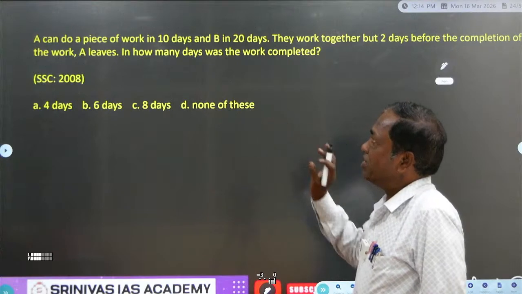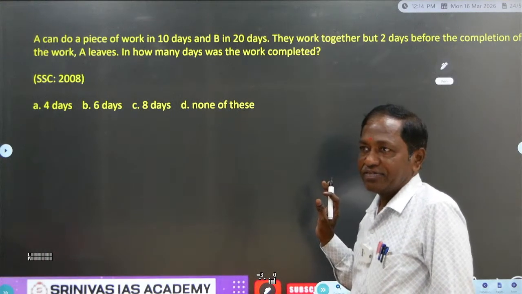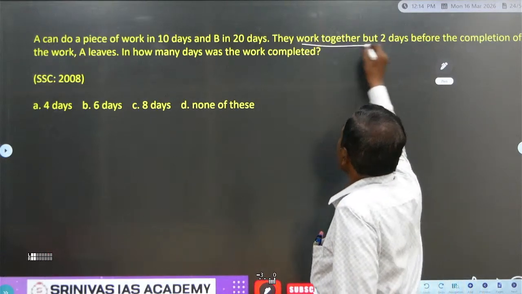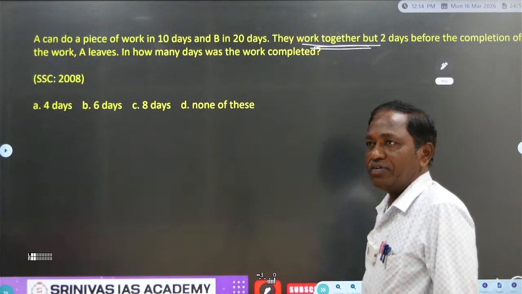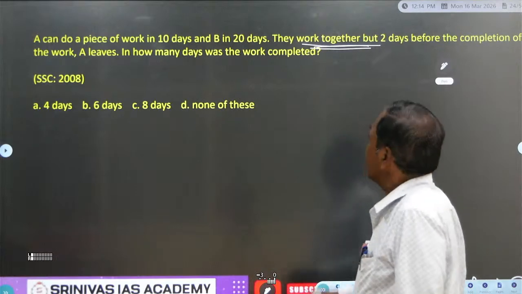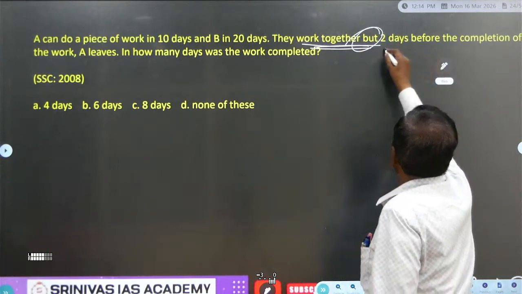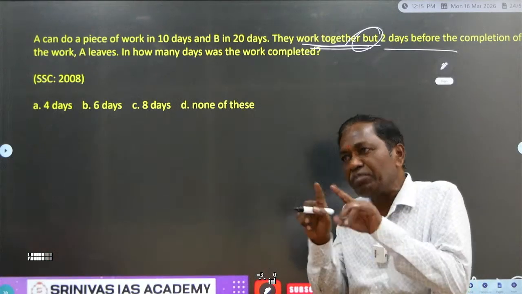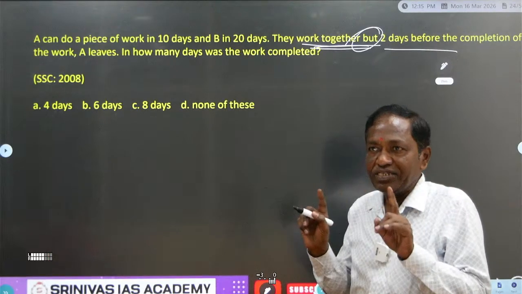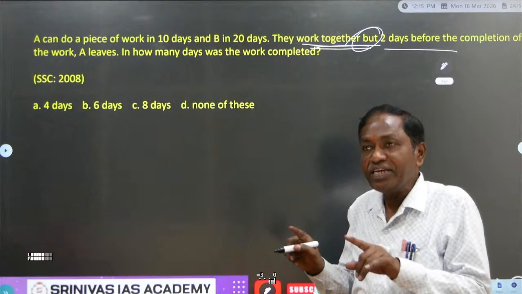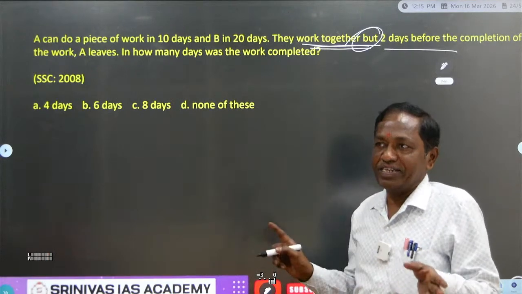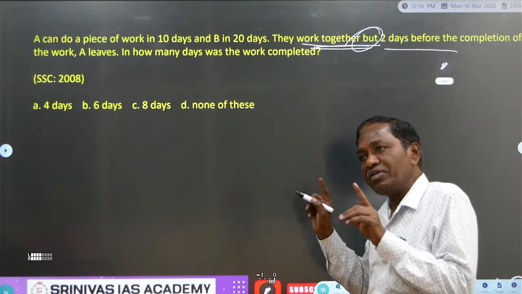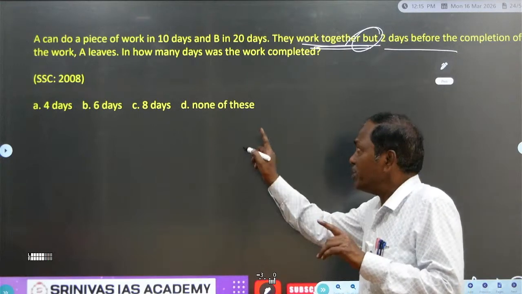See, A alone can do a piece of work in 10 days, right? B alone can do it in 20 days. That's the thing. They work together. Definitely you have to take A plus B, but it says 2 days before the completion of the work, A leaves. It means that the last 2 days work is done by only B. The last 2 days work is done by B only. Remaining work is done by A plus B. Is it or not? Yes, sir. It means B alone will work for the last 2 days. What is the 1 day work of B?